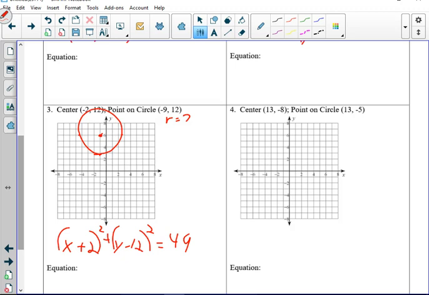13, negative 8. So 12, 13, 2, 4, 6, 8. And 13, negative 5: 2, 4, 5. Which means the radius is simply 3. So I'm just going to go 3, 3, 3. There's my little circle there. x minus 13 squared plus y plus 8 squared equals 9.